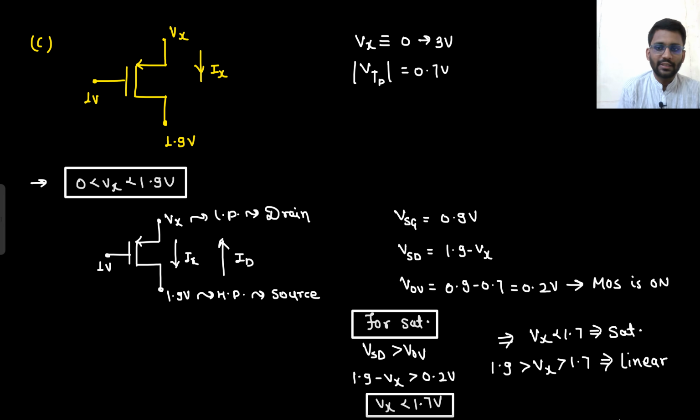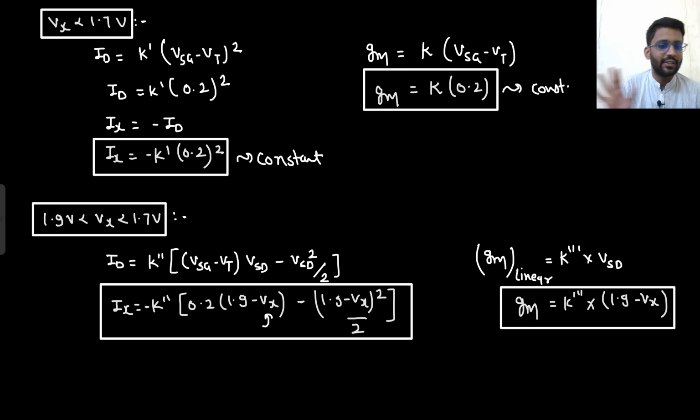In the last problem, what was the scene? Three conditions we saw. For Vx less than 1.9 volt, it is certainly interchanging. The upper one is working as drain, lower one is working as source. So current direction will be from source to drain. That is your ID. So then we go to know the condition of saturation and linear. So Vx less than 1.7, it is working in saturation. Vx greater than 1.7 till 1.9, it is working in linear.